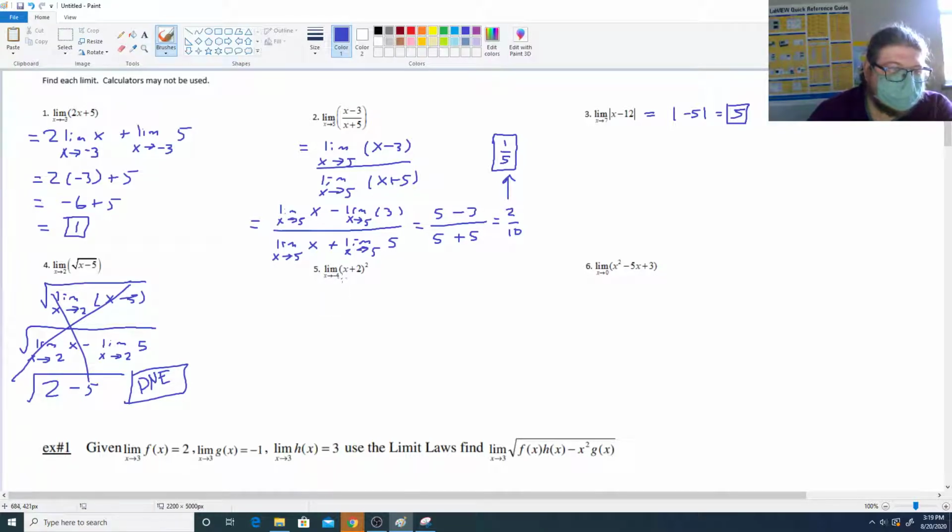Over here, x is approaching -4, so we're just going to pull the limit on inside there. X approaches -4, -4 plus 2 approaches -2. So this is approaching -2 squared, and then that's becoming 4. And out here, we're going to break the limit across the individual pieces.